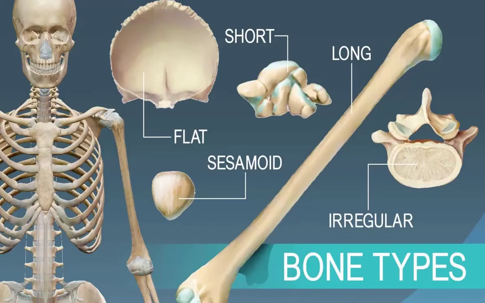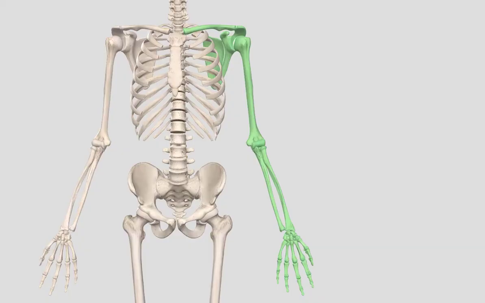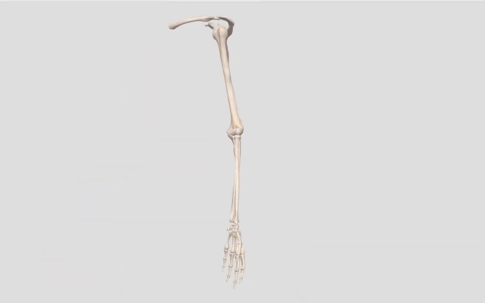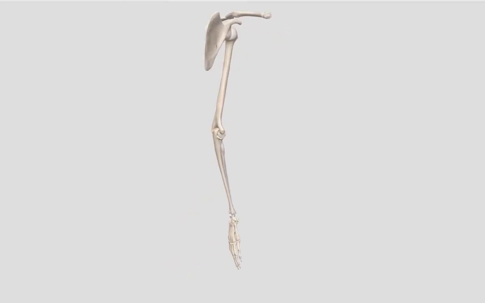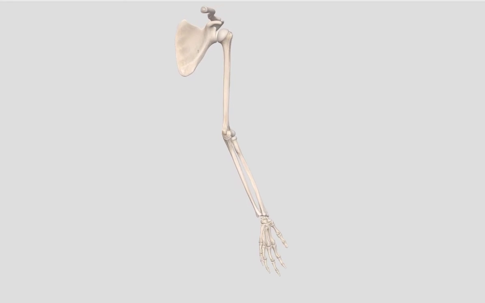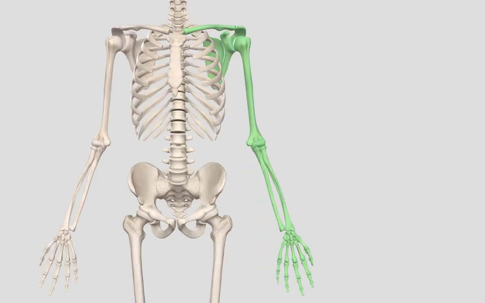Group bones. Depending on their shape, the bones of the skeleton are categorized into 5 separate groups. Long bones, which have an elongated, tubular shaft and 2 expanded ends. The long bones, longer than they are wide, include the femur, the longest bone in the body, as well as relatively small bones in the fingers. Long bones function to support the weight of the body and facilitate movement.